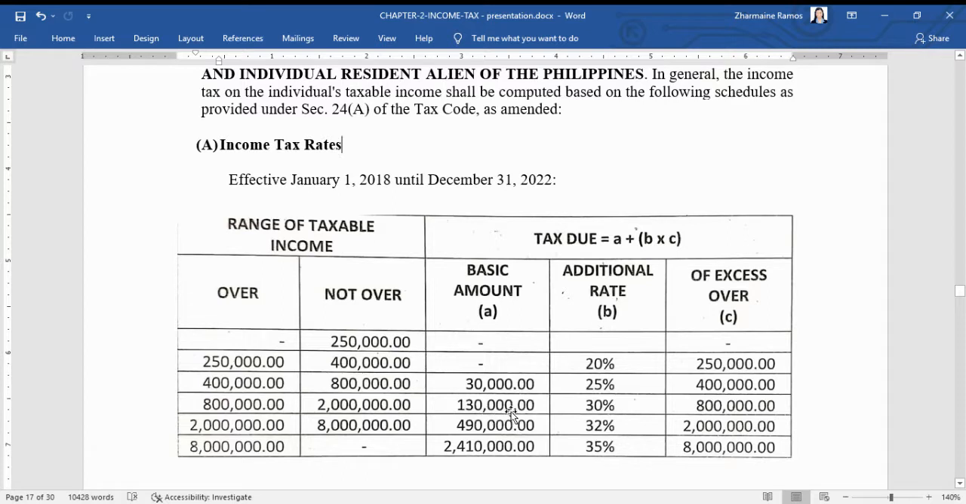So, ibig sabihin, itong 130,000, automatic na to, tax mo na to. Pero kailangan nating makompute kung ano yung isa-subject mo sa 30%. Eh, sabi dito, ang itatax lang daw ng 30% ay yung excess ng 800,000. So, kanina sabi ko, ang sweldo mo is 1 million. So, ibawas natin tong 800,000 kasi yun lang yung subject sa 30%. So, 200,000 times 30%. So, ang tax due mo is 60,000 plus itong basic amount na to of 130,000. So, total tax is 190,000. So, itong income tax rates na to is effective lang from January 1, 2018 to December 31, 2022.